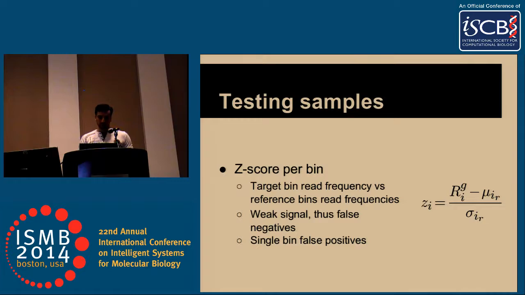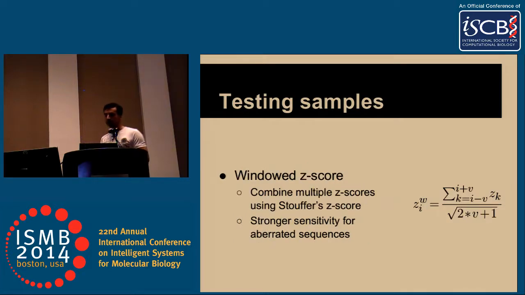To get around these problems, we decided to combine several z-values together. So we apply a windowed z-score, where we take the z-scores from the previous step and combine them together using the Stouffer's z-score, and that way we have a much stronger sensitivity for a series of deviating bins.